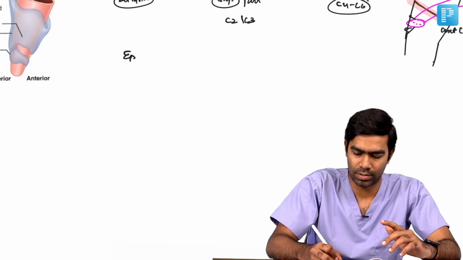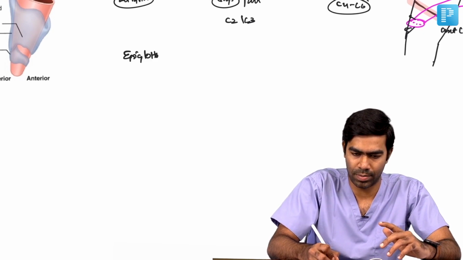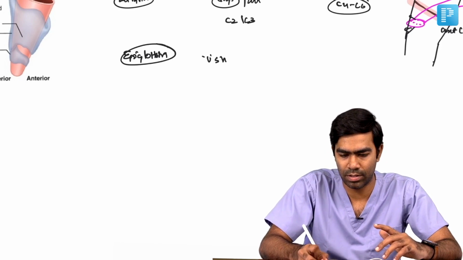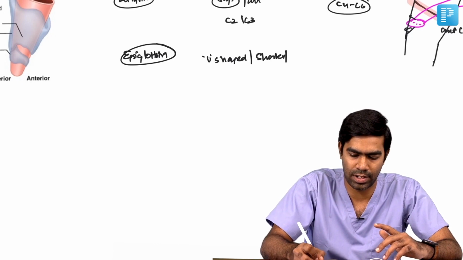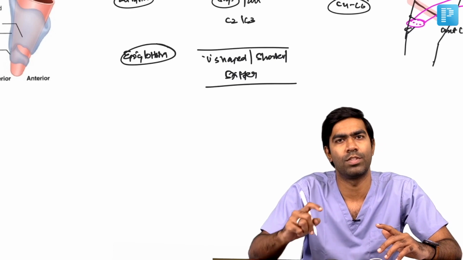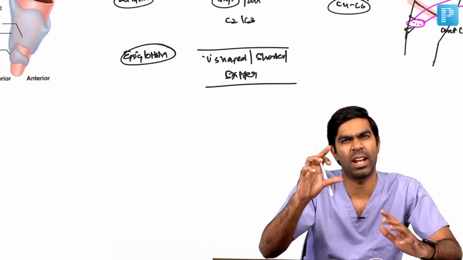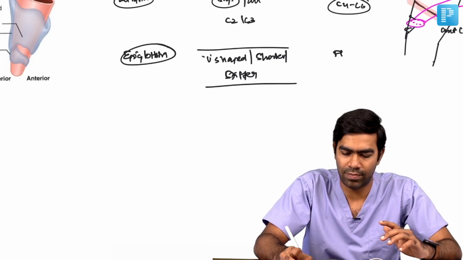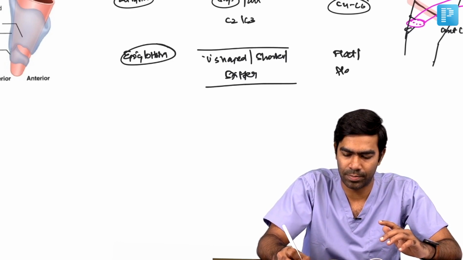And epiglottis. What about epiglottis? Epiglottis is U-shaped, shorter and very stiff in children, which means it's U-shaped, short and more stiff. And in adults, on the other hand, it is flat and more flexible.